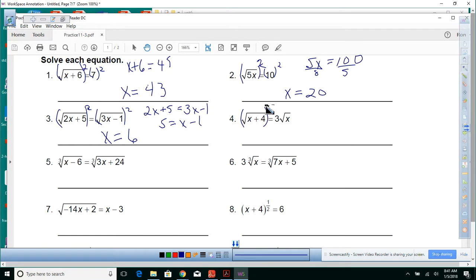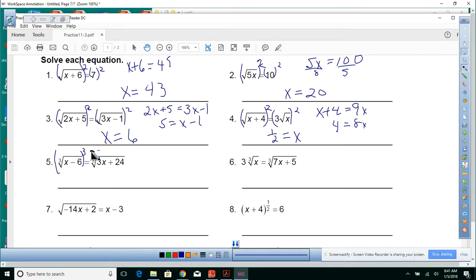Here. This is going to be a little tricky. All right. So I get x plus 4, and then 3 squared is 9, and 9x. All right. So subtract x from both sides. I get 4 equals 8x. Divide both sides by 8, and I get 1/2 equals x. Uh-oh. Now we're going to cube both sides here.